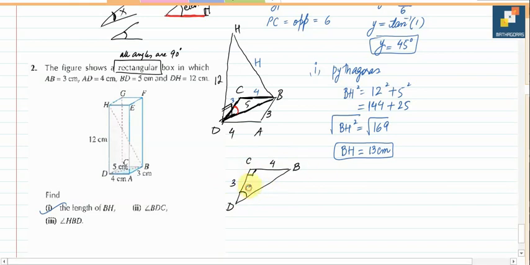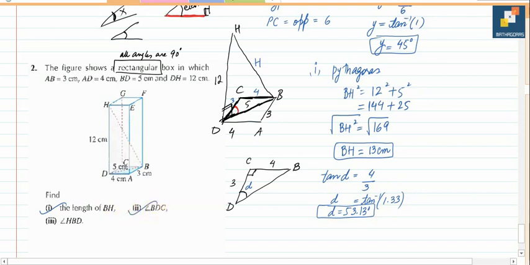So let's suppose this angle is D. So it will be tan D is equals to 4 divided by 3. Right? Now 4 divided by 3, it's 1.33. So D is equals to tan inverse of 1.33. So the value of D is 53.13 degree. Right? That is the value of angle D.